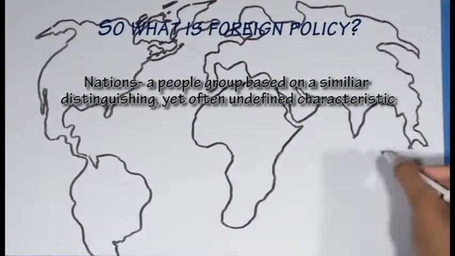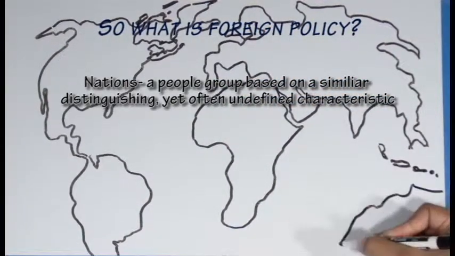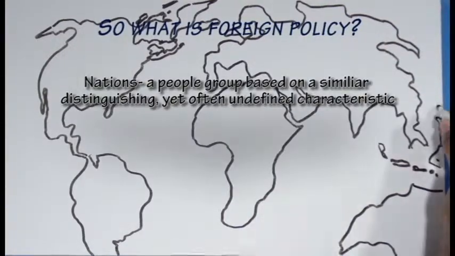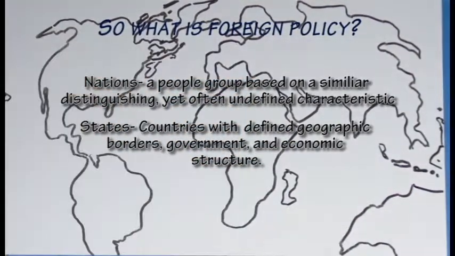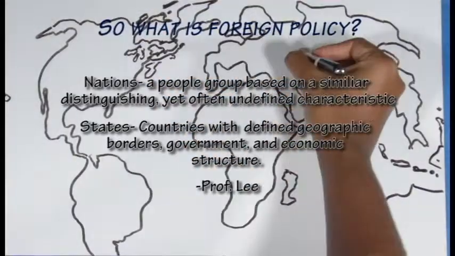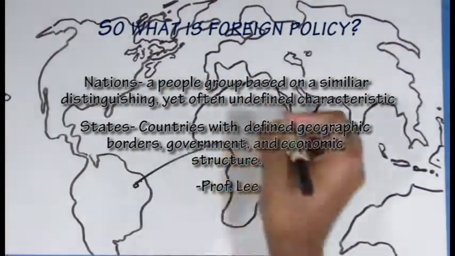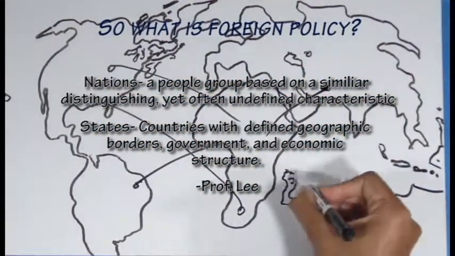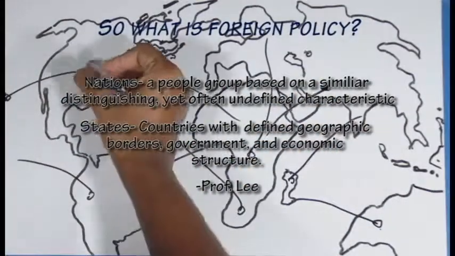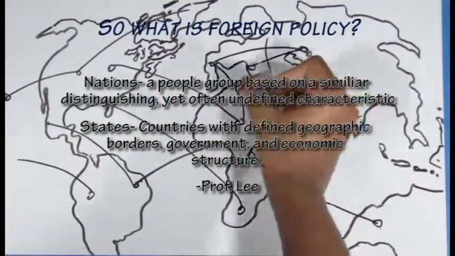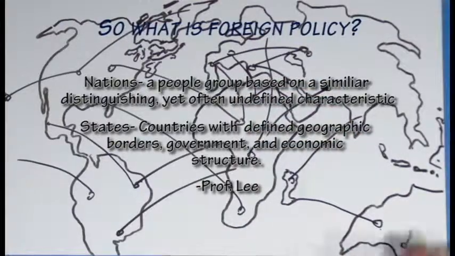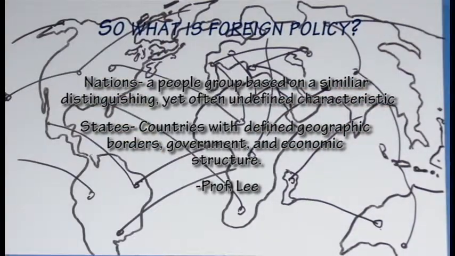Nations would be the people who are based off an undefined characteristic that could be something like religion, race, gender, whether they're Muslim or Christian, or male or female. And states, those are just countries with defined geographic borders, and they actually have a government set up, and most likely they're going to have an economic structure that we can work with.